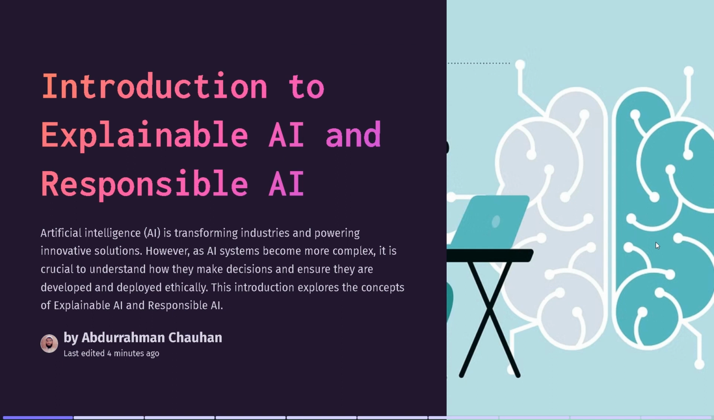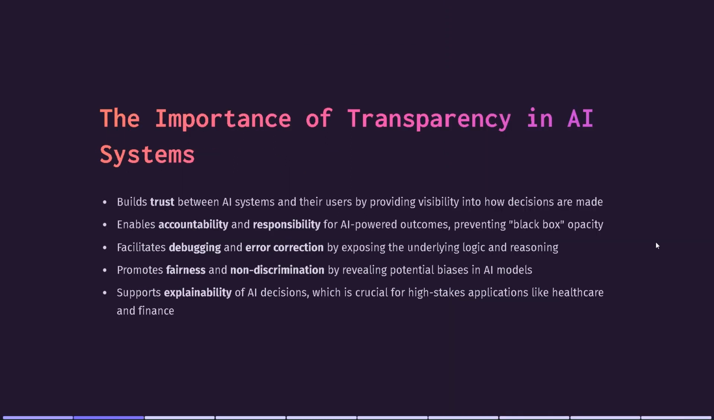As we all know, artificial intelligence is transforming the industry and it empowers multiple sectors. However, as AI systems become more complex, it is crucial to understand how they make decisions and ensure they are developed and deployed ethically. This introduction explores the concept of explainable and responsible AI, and the importance of transparency in AI systems. It builds trust, enables accountability and responsibility, facilitates debugging, promotes fairness, and supports the explainability of whatever decision the AI has made, which is very important in healthcare and other high-stake applications. Since AI is often a black box, these are very important.